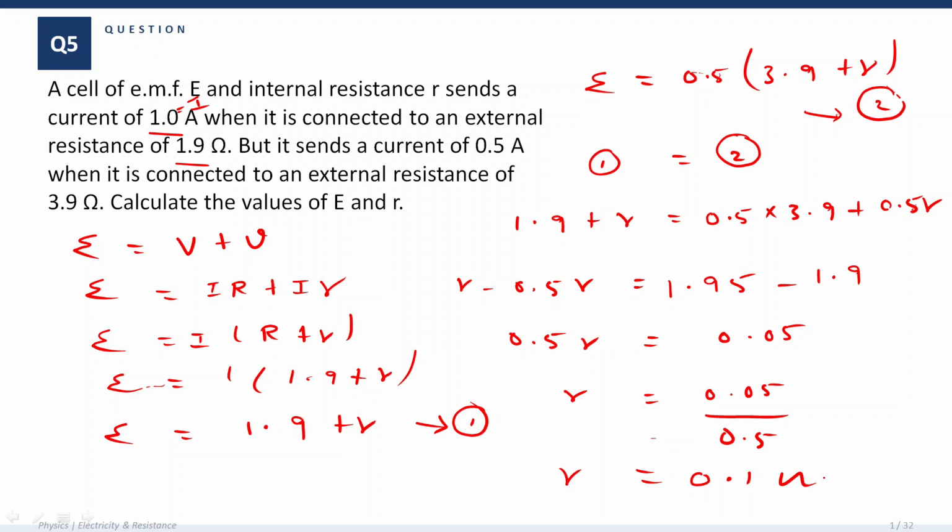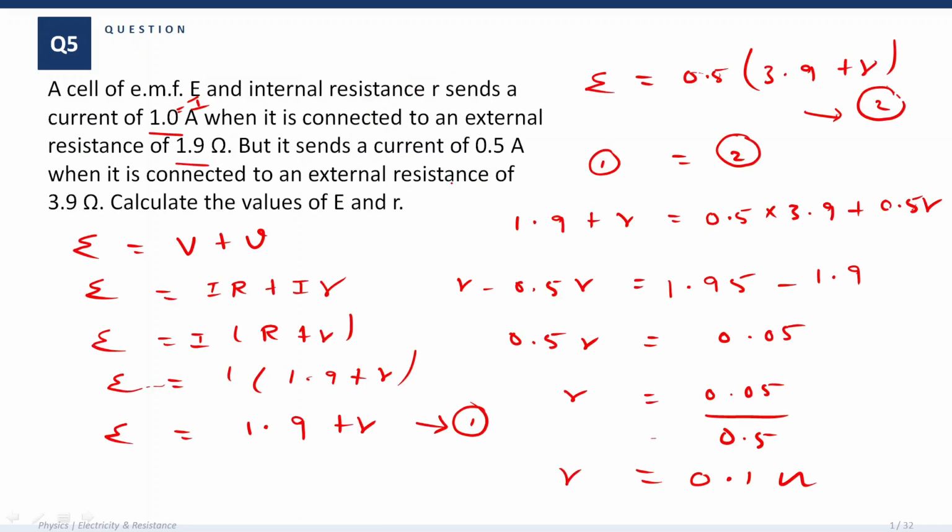0.1 ohm. This is the internal resistance, that is small r equal to 0.1 ohm. Now we are going to find the electromotive force. Epsilon equal to 1.9 plus 0.1. Epsilon equal to 2 volt. So the electromotive force of the cell is 2 volt.